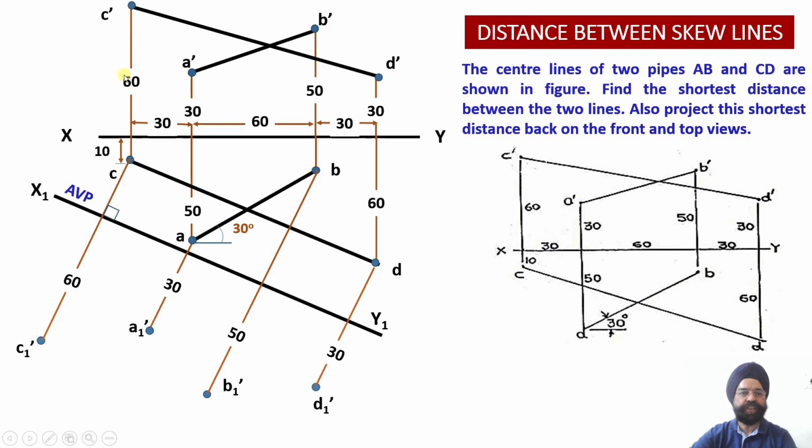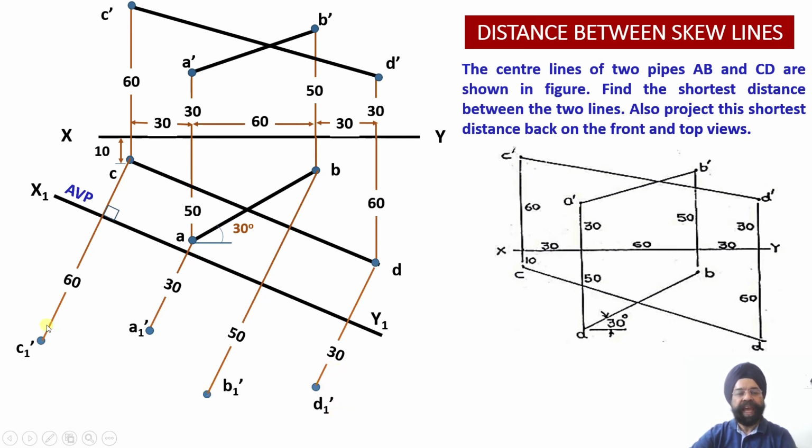So please see, the distance of C dash is 60. I have drawn 60 mm ahead of the plane. The distance of end A happens to be 30 millimeter, so I have drawn this distance equal to 30 millimeter. The distance of point B dash is 50 millimeter, so I have drawn this point B1 dash equal to 50 millimeter. Similarly, the distance of point D dash from the XY reference plane happens to be 30 millimeter, so I have drawn this distance of D1 dash, which is my auxiliary elevation point, as 30 millimeter.